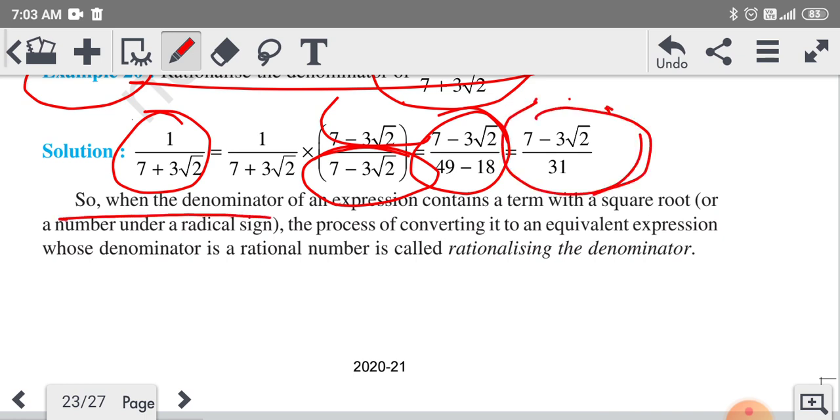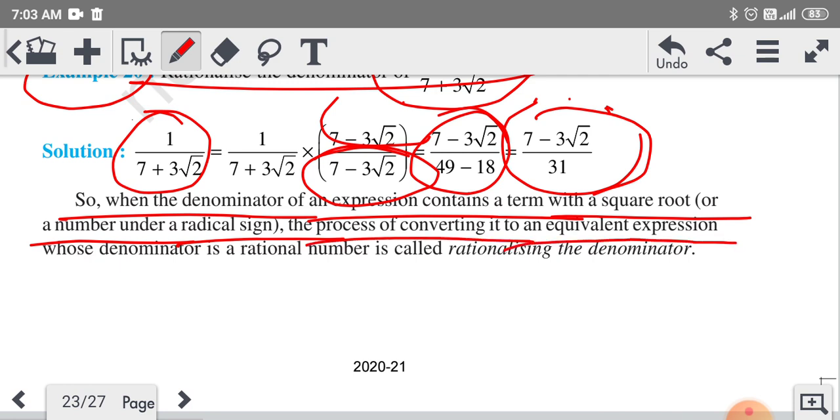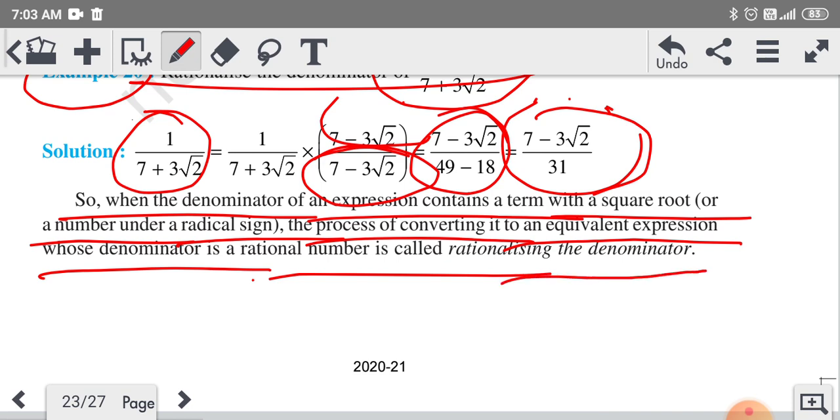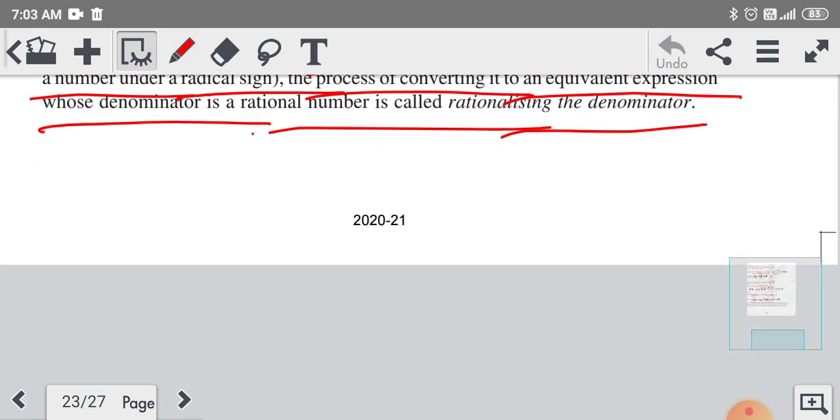So कहते, when the denominator of an expression contains a term with a square root, a number under a radical sign, the process of converting it to an equivalent expression whose denominator is a rational number is called rationalizing the denominator. इसको क्या कहते हैं, rationalizing कहते हैं इसको denominator को.